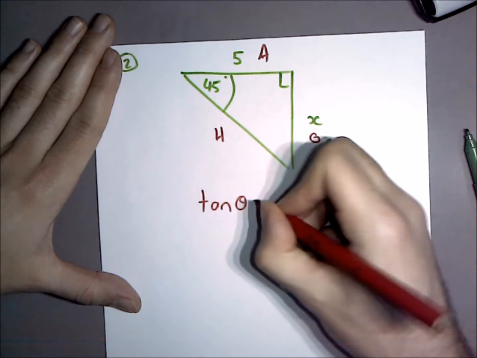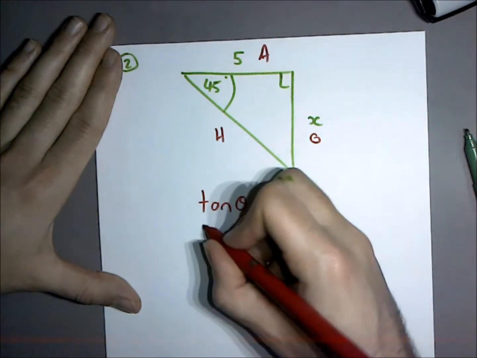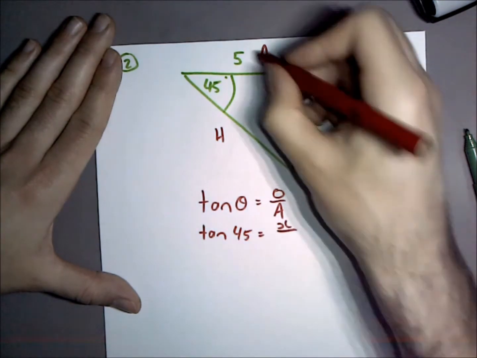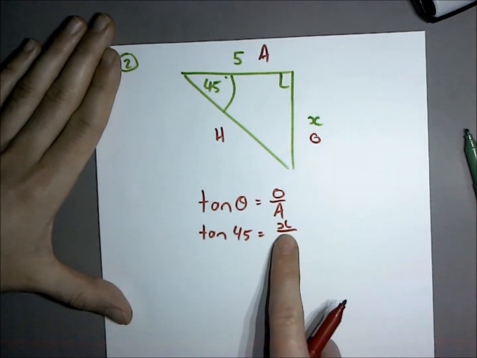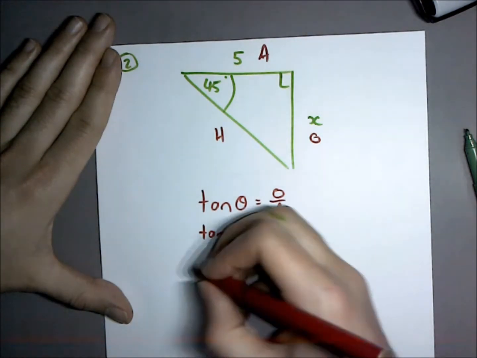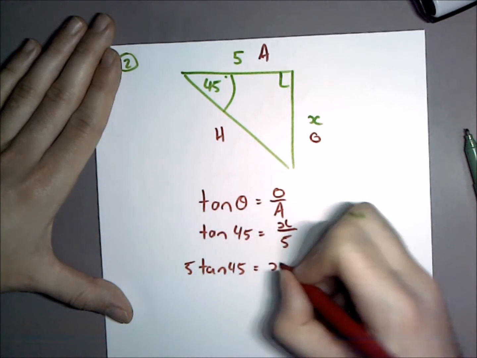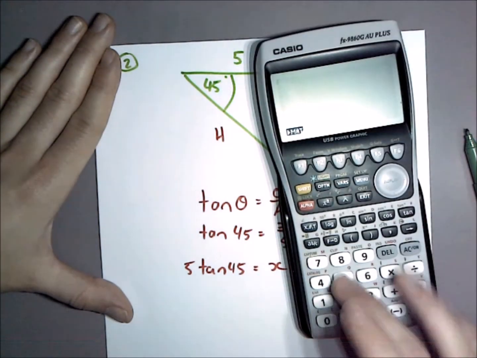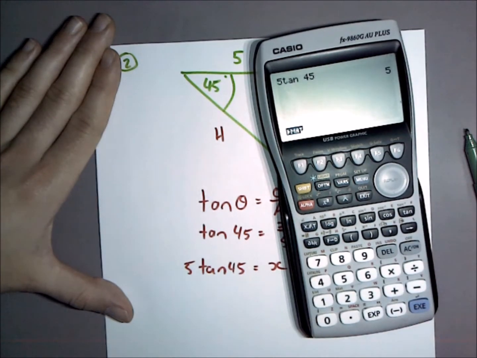So the ratio that has the adjacent and the opposite is the tan ratio. So we'll start off with tan theta equals opposite over adjacent. Then we just need to plug in all our values. So our angle was 45, so it's tan 45 equals the opposite, which was x, divided by the adjacent, which was 5. And then all we need to do is get the x by itself, so we just need to multiply this side by 5. So we've got 5 tan 45 is equal to x, and then we just need to throw this in the calculator to get the final answer. So 5 tan 45 is equal to 5.